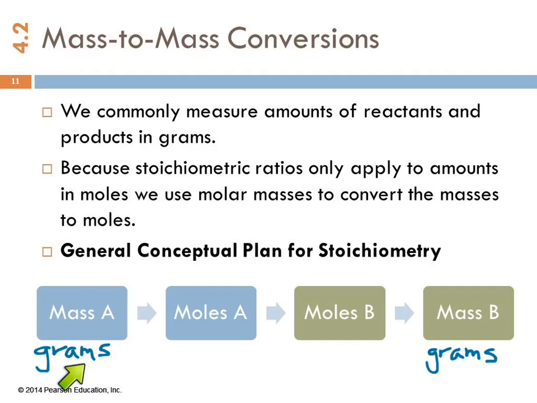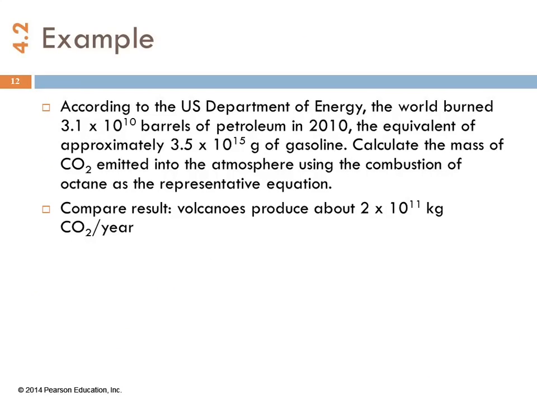We will be given a mass of one reactant or product and asked for a mass of another reactant or product, like talking about CO2. Well, we could figure out a rough estimate for the number of grams of fossil fuels that are burned annually, right? So grams of octane. And we could figure out, using stoichiometry, the grams of carbon dioxide that would be released into the atmosphere as a function of that. Grams of octane will convert to moles of octane, to moles of carbon dioxide, to grams of carbon dioxide. So let's do that.